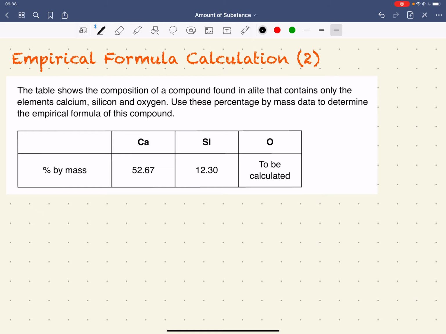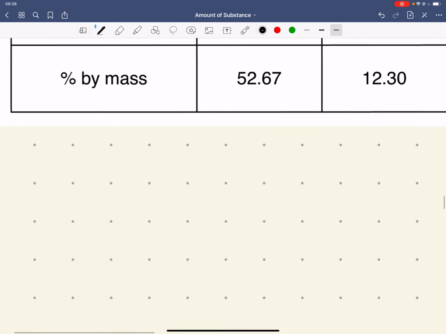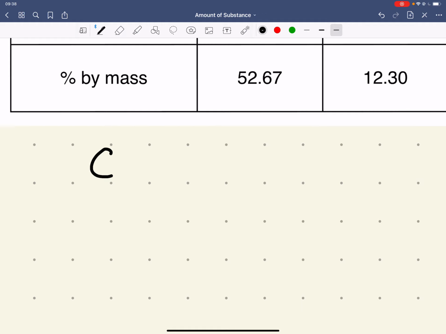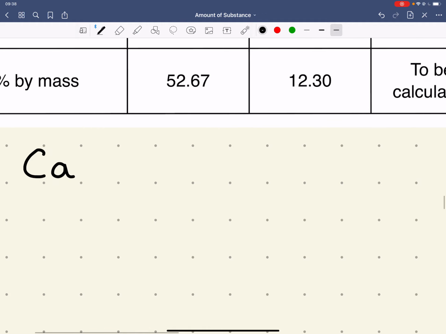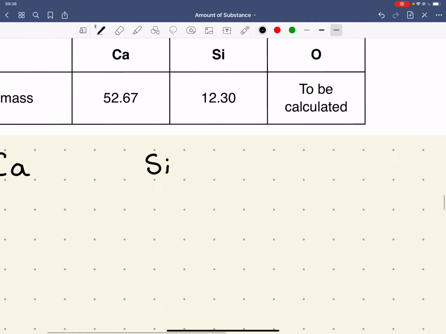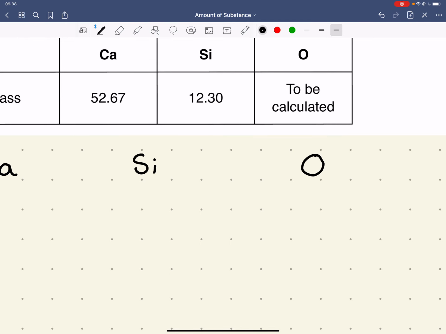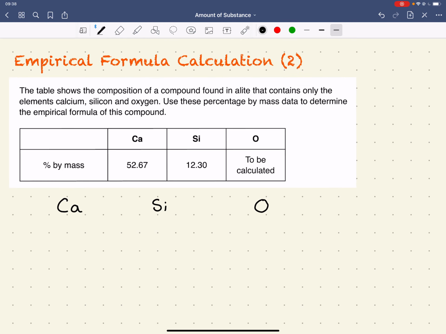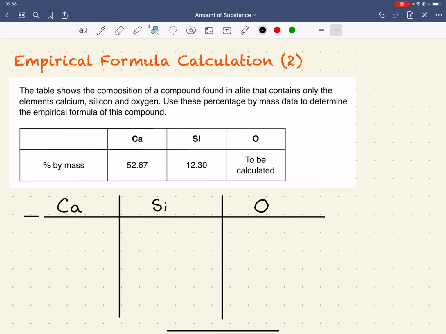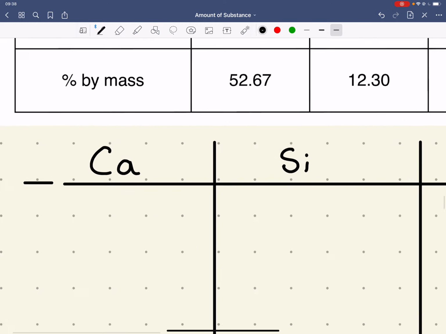and then playing the video and seeing if you agree with the answer that I've got. So first thing we need to do is, as usual, make a column for each element. So we've got calcium, silicon, and oxygen. The question basically wants to use this data to work out the empirical formula of this compound. So again, we're making a column for each, and we need to divide the percentages in this case.